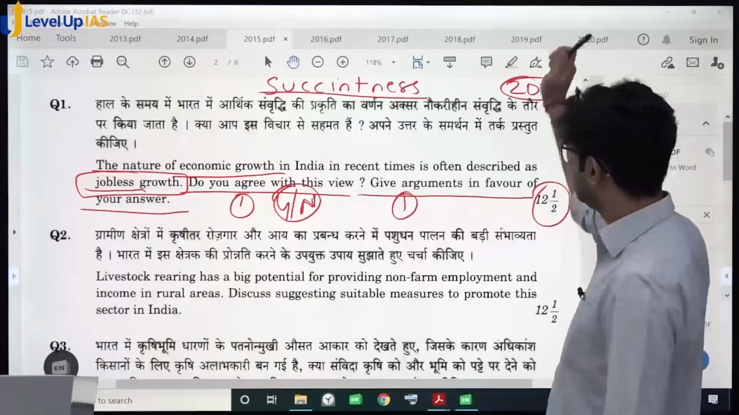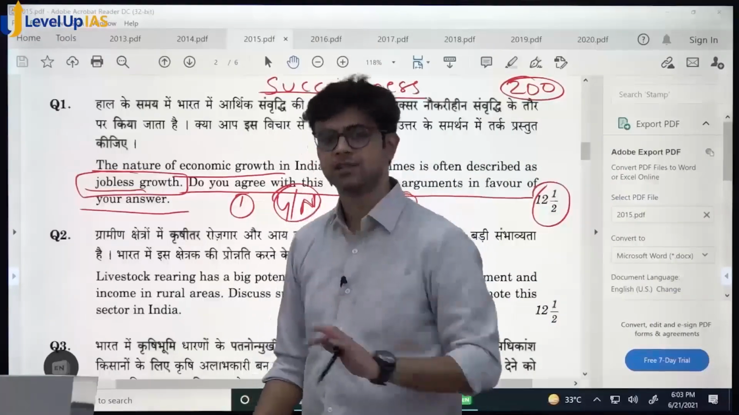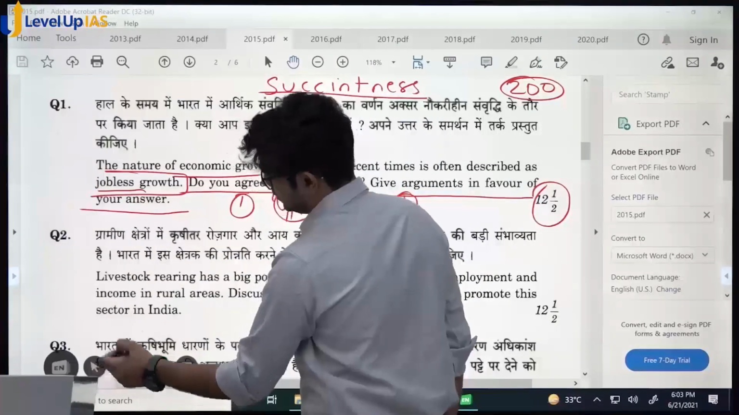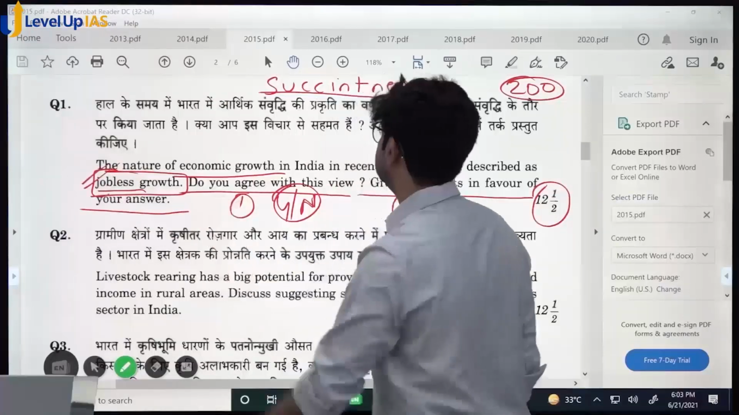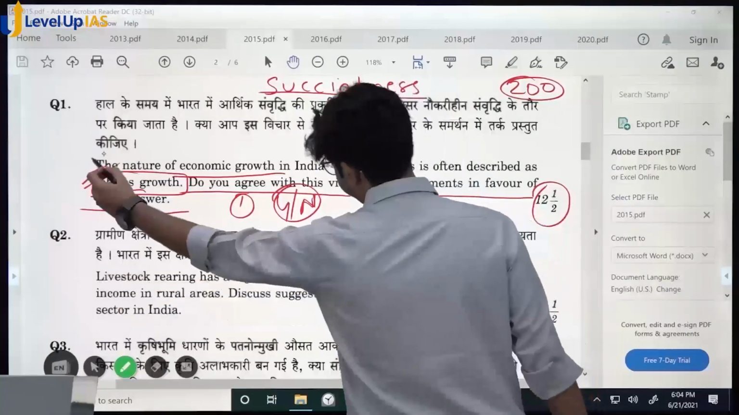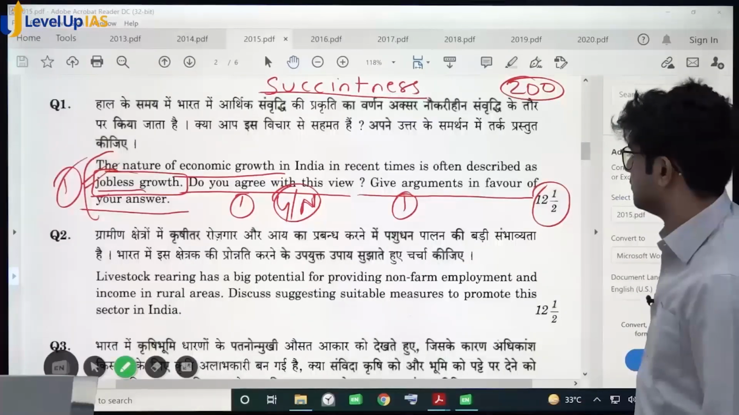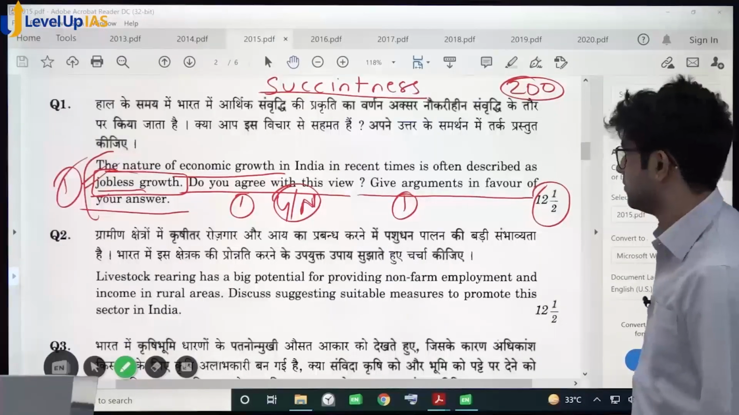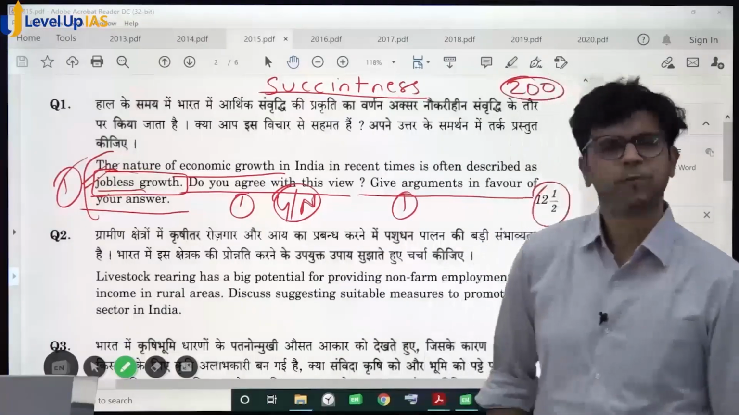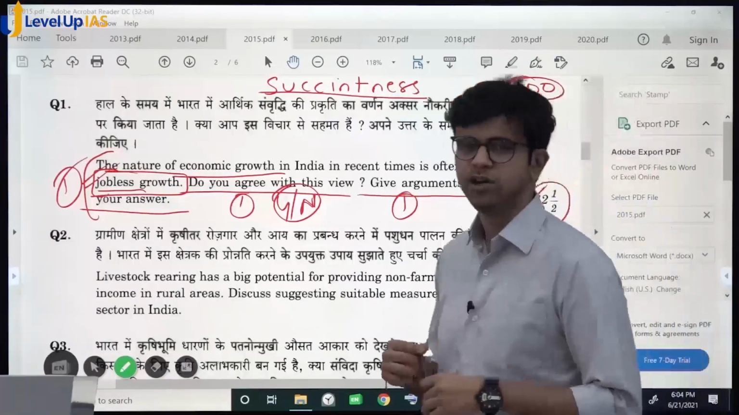Nature of economic growth in India in recent times is often described as jobless growth. So jobless growth is a keyword which we have to use in our future answers, not to this question, in some other question. Jobless growth is a keyword which we have to pick up. Okay? So do you agree with this? You give arguments in favor of your answer. This entire question is one big part. So you have to write the answer accordingly. I'm not discussing the answer, how you approach and all that becomes a part of answer writing, not really the mandate of our current lecture.